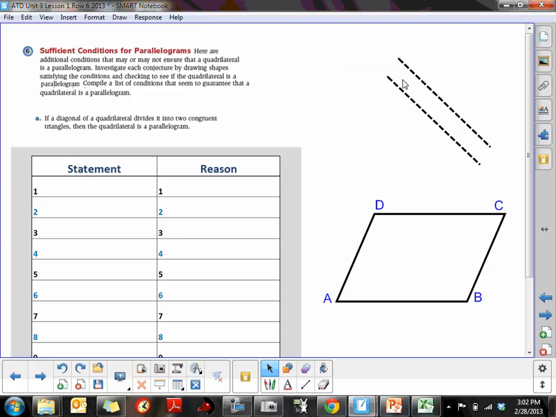Okay, now we've got to take an account of where we were and get our bearings. In the first part of this lesson, we were always starting off with some type of parallelogram and then proving a characteristic about it. Given a parallelogram, prove that the diagonals bisect each other.